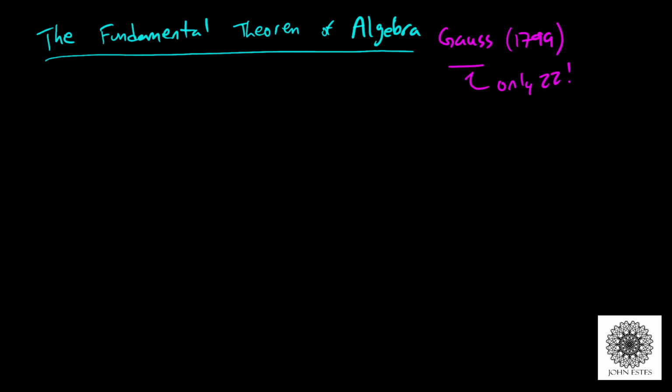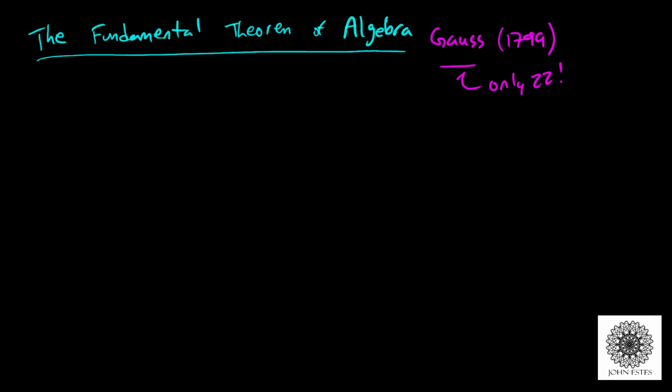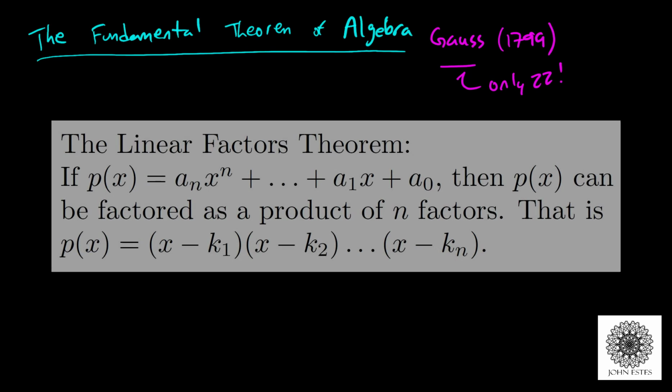Okay, so what the fundamental theorem of algebra says is that if you have a polynomial p of degree n greater than or equal to 1, then p has at least one zero. What that means is that any polynomial equation has at least one answer. Maybe what's more important as a result of this is what we call the linear factors theorem that says this.